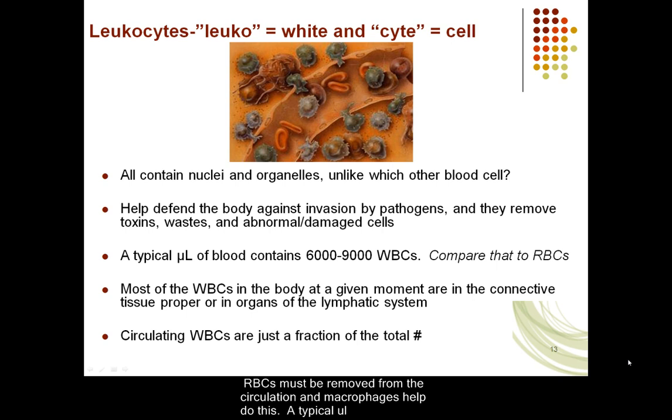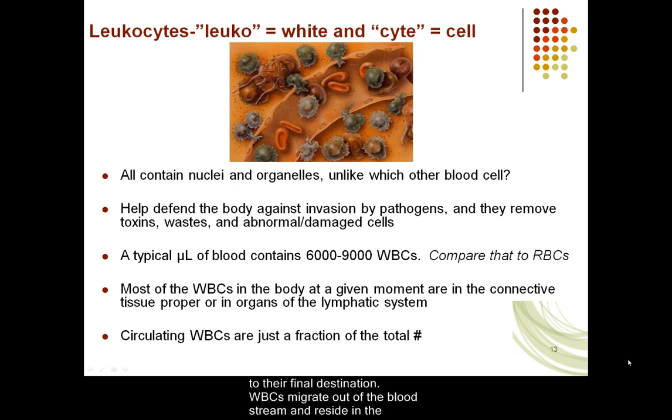A typical microliter of blood contains about 6,000 to 9,000 white blood cells, compared to 4.5 to 5.5 million red blood cells per microliter. Now, when I say there are 6,000 to 9,000 white blood cells per microliter, I want you to understand that the white blood cells circulating in your blood only represent a fraction of the total number present in your body. How can this be?